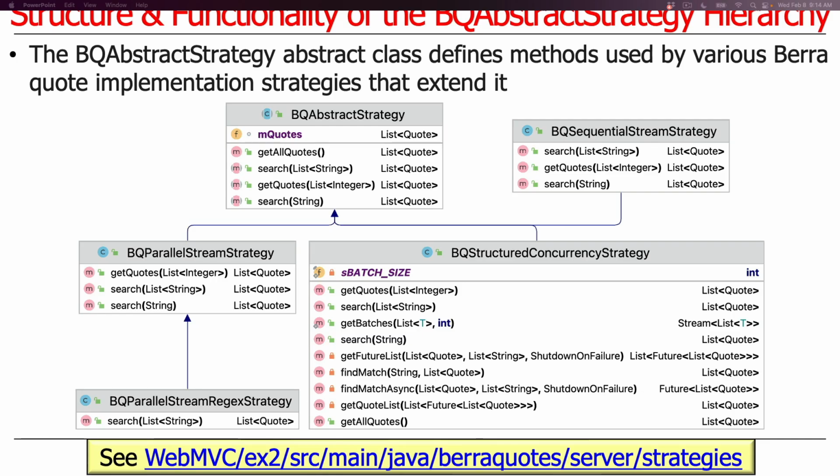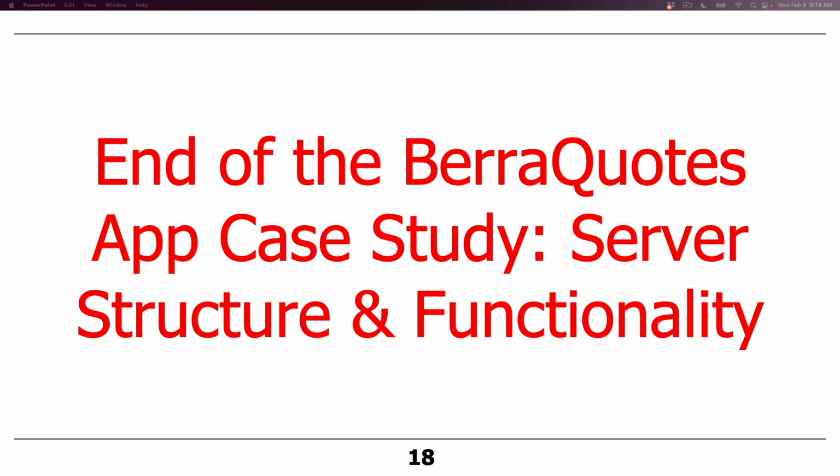This is what the implementation hierarchy looks like for this particular program. So you can see here we have this BerraQ abstract strategy, which has those 4 methods we saw before. And then we've got a sequential streams implementation. We have a parallel streams implementation. We have a parallel streams implementation with regular expressions. And then we have a structured concurrency implementation, which is more involved because, sadly, there's more ceremony with structured concurrency in some sense. But those are all the different things that we're going to talk about and walk through. So that's just a quick overview of how things are organized on the server side.